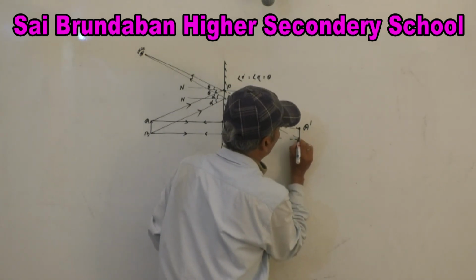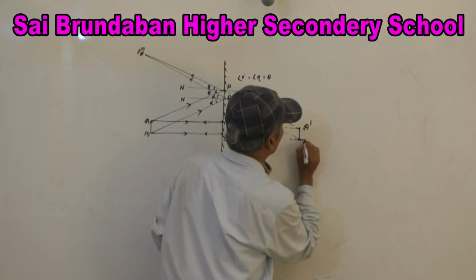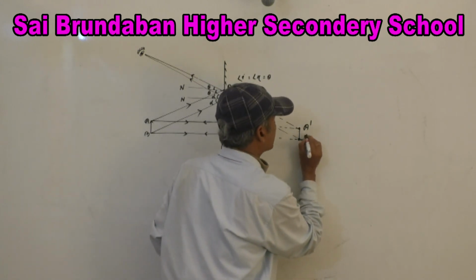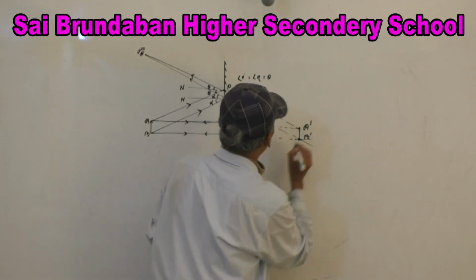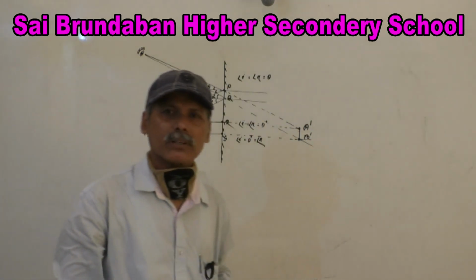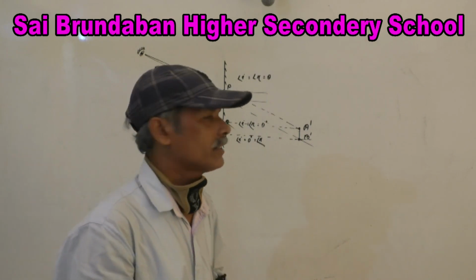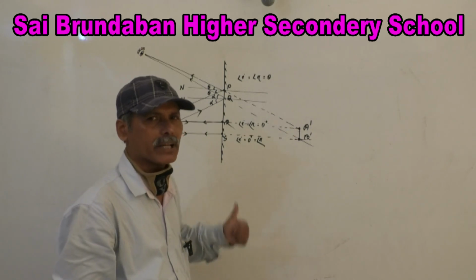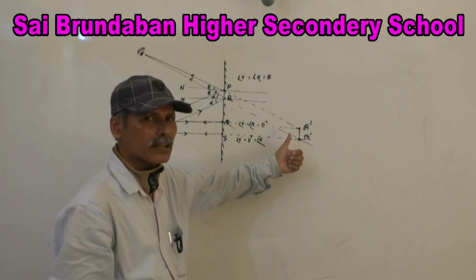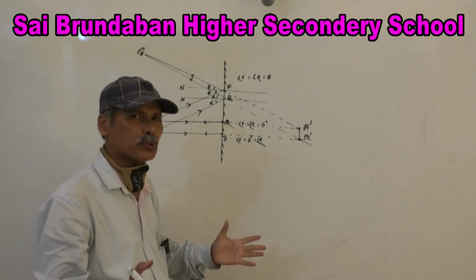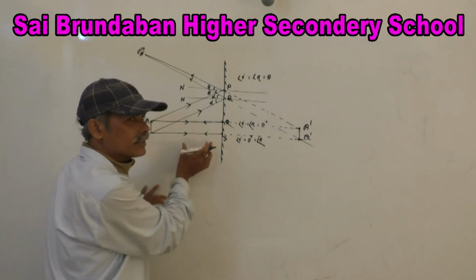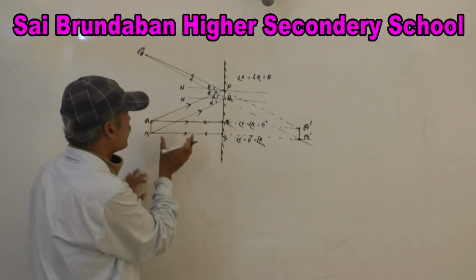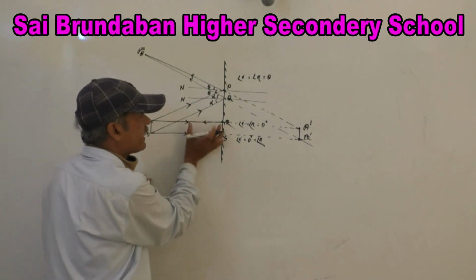So now this point is B dash. So from the picture you clearly understood that A dash B dash is the image of AB. A dash B dash is the image of AB. We have to prove BS is equal to SB dash. And also we have to prove AR is equal to A dash R.